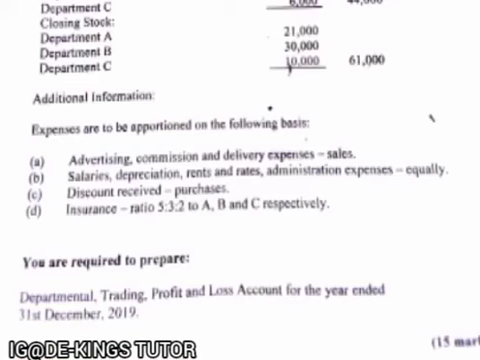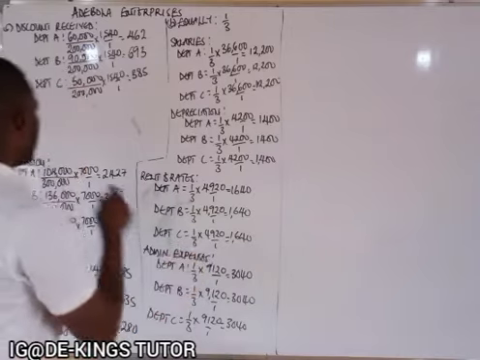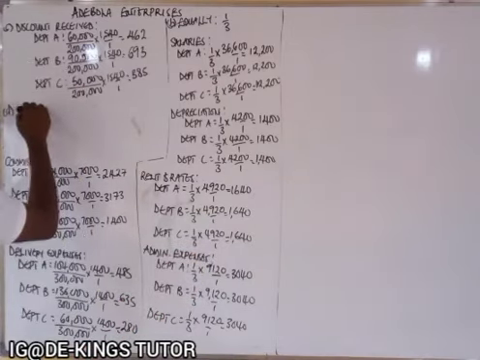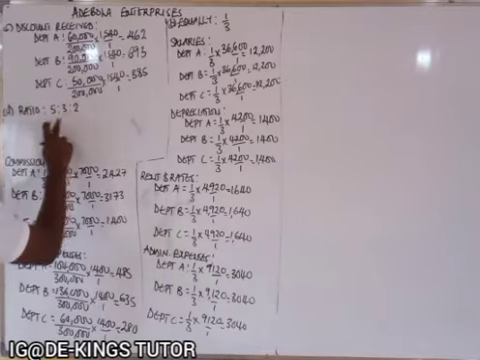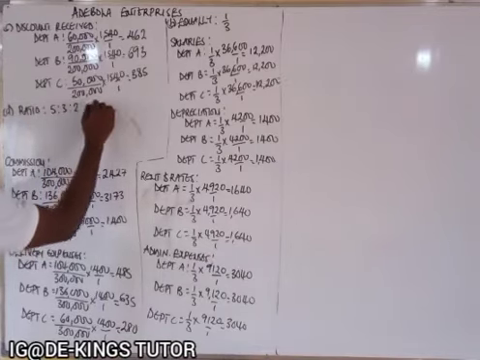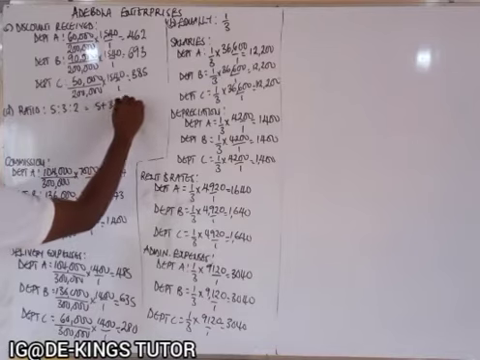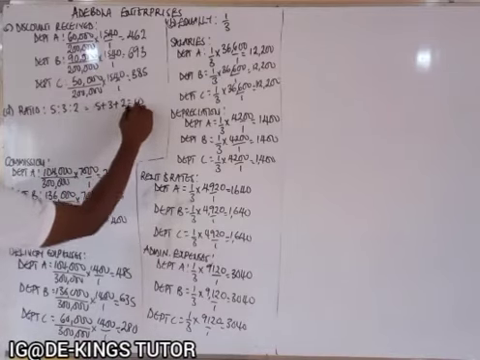It should be 5:3:2 to A, B, and C. So let's get the ratio first. They say 5:3:2 for A, B, and C. So if you add it up, 5 plus 3 plus 2 will give us 10. So the total is 10.